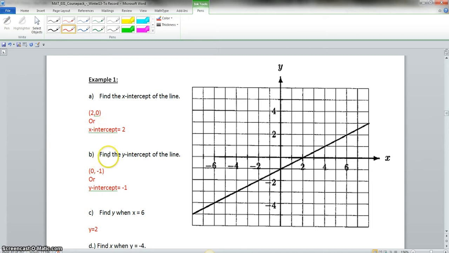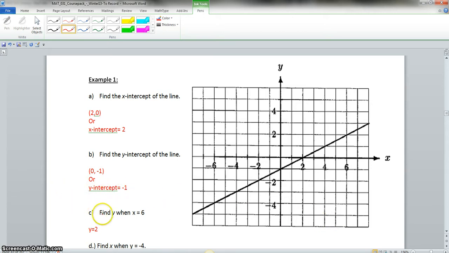Okay, B. It says find the y-intercept of the line. Now the y-intercept is where the line hits the y-axis. It hits the y-axis at -1. So our ordered pair, x is 0 and y is -1. So our ordered pair is (0, -1). Or we could write the y-intercept is equal to -1.